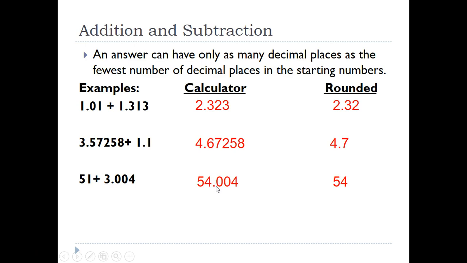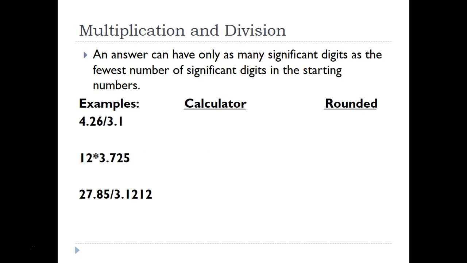All right, now those are the rules for adding and subtracting. The rules for multiplication and division are a little bit different. So when we're multiplying and dividing, our answer can only have as many significant figures as the fewest number of significant figures in the numbers that we're multiplying or dividing together. In other words, when we are multiplying and dividing, we have to look at each number we're multiplying and dividing together and count the number of significant figures in those numbers.